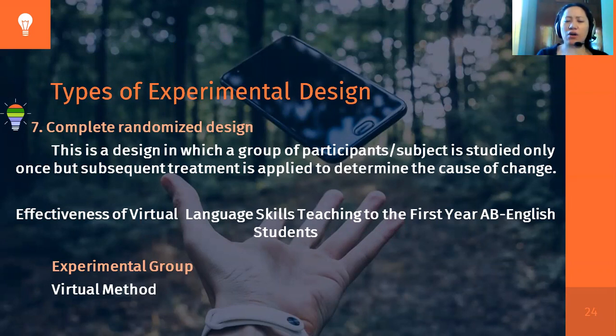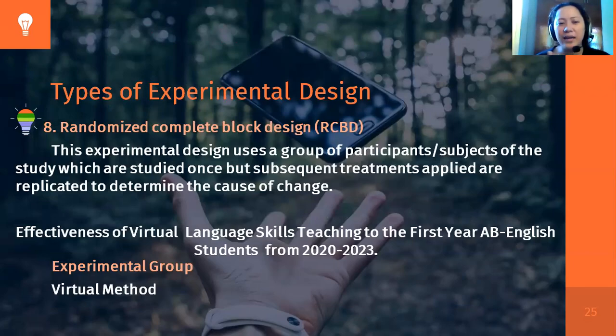The effect of virtual method to the experimental group. So automatic, complete, randomized design, no control group, just the experimental. So direct, very direct. So next, we have number 8. This is the complete block design or randomized complete block design.